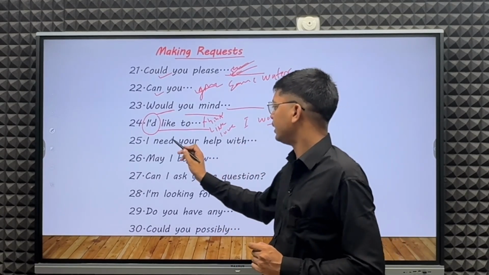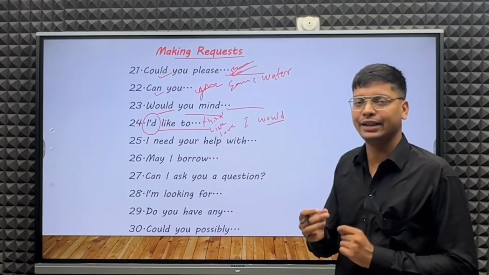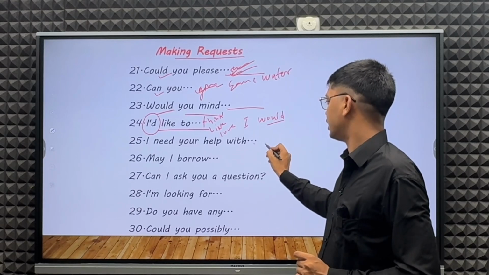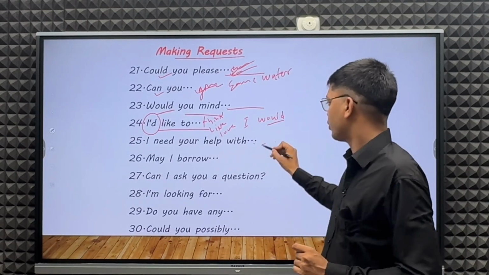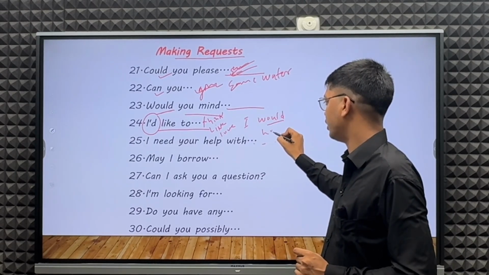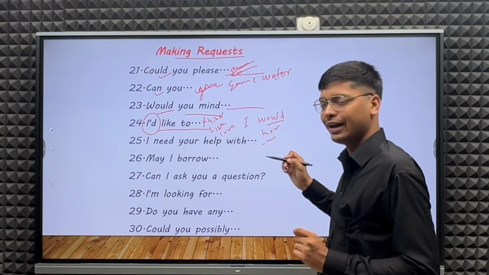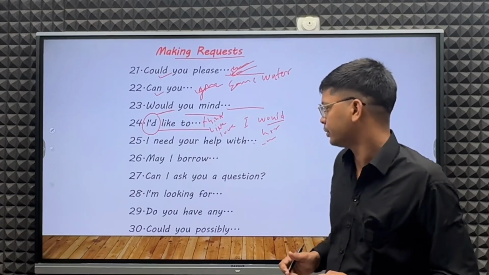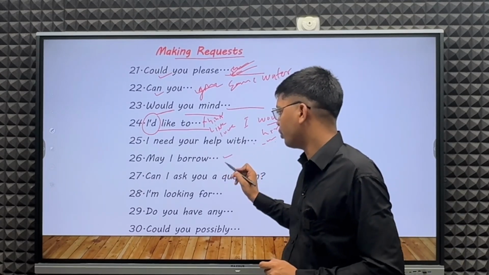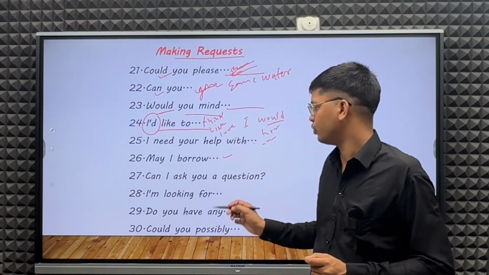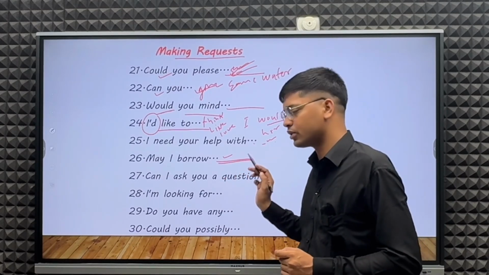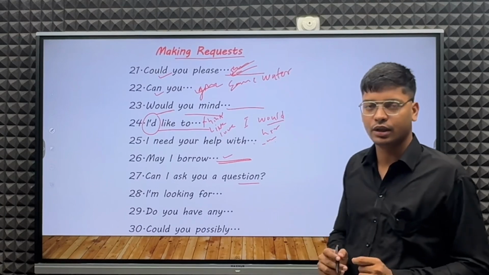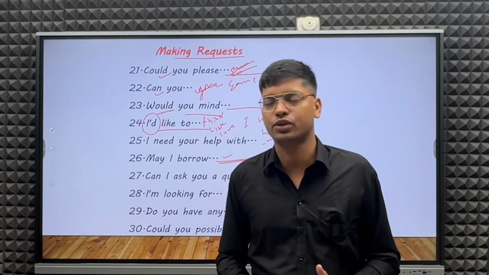Next is I need your help with. With plus anything, you can use it with your friend, anything which you want. May I. You can use this type of sentence also. Can I ask you a question?